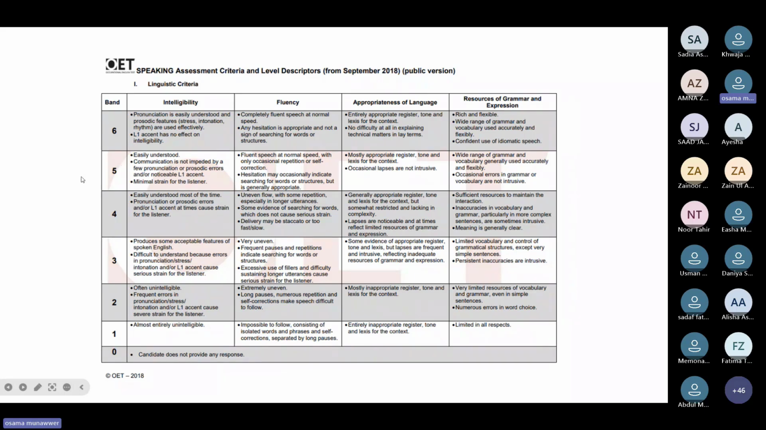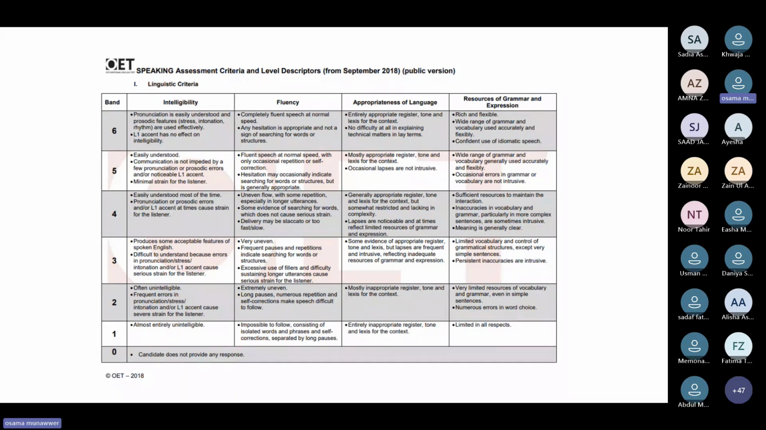So again, like I said, accent na ho, if you have a very desi accent, that's nothing to worry about, as long as your pronunciation is clear, as long as your meaning is understood. Fluency, completely fluent speech at normal speed. Any hesitation is appropriate and not a sign of searching for words or structures. So again, you have to speak in a continuous flow, which you can develop by practice. I used to practice role plays with my friend. I think 4-5 cases किए थे with my friend, and I started speaking more in English. इस तरह करके आपकी fluency develop होती है.